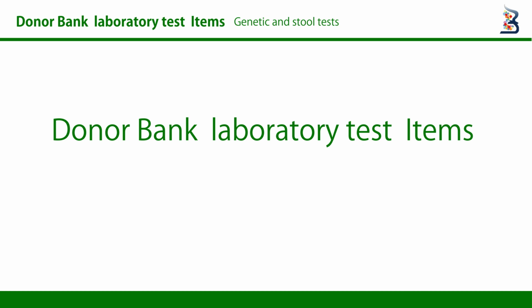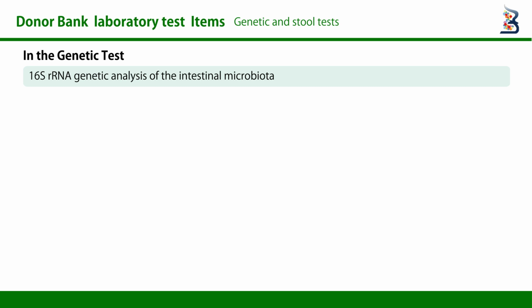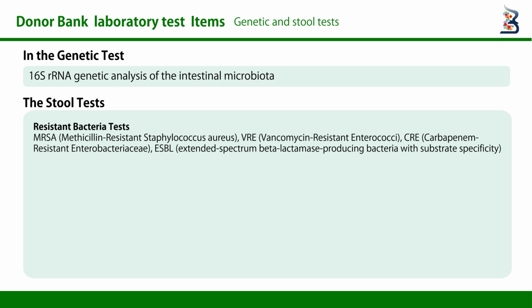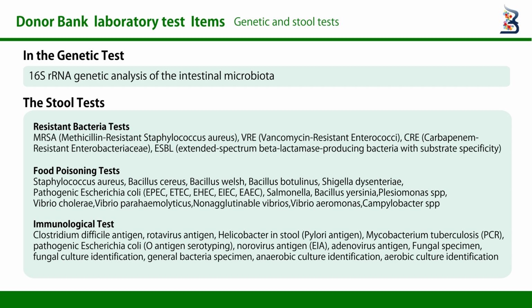Genetic and stool tests are performed as part of the donor stool management process. In the genetic test, we perform 16S rRNA, ribosomal RNA genetic analysis of the intestinal microbiota. The stool tests include 4 resistant bacteria tests, 14 food poisoning tests, and 12 immunological tests. In the past, testing standards have been tightened overseas due to the occurrence of serious adverse events in some patients using the conventional FMT method. Since the beginning of FMT, Symbiosis Company has conducted strict tests that meet the testing standards established in other countries.